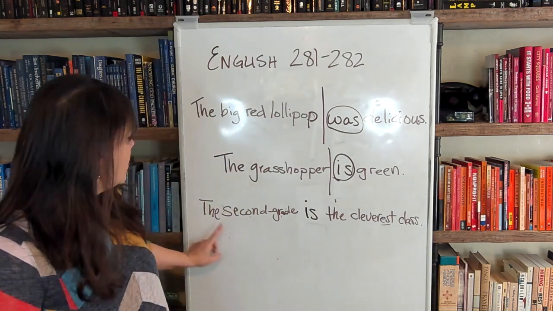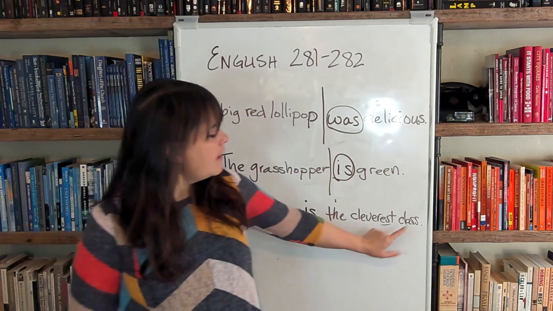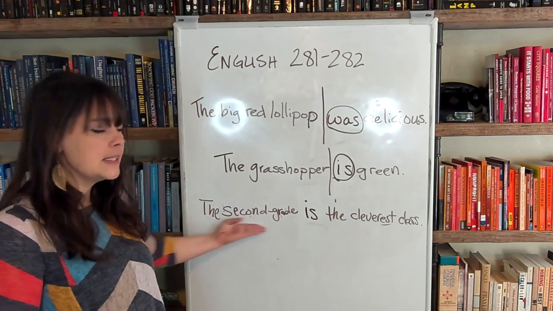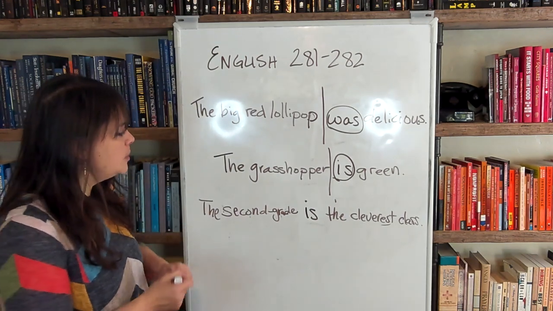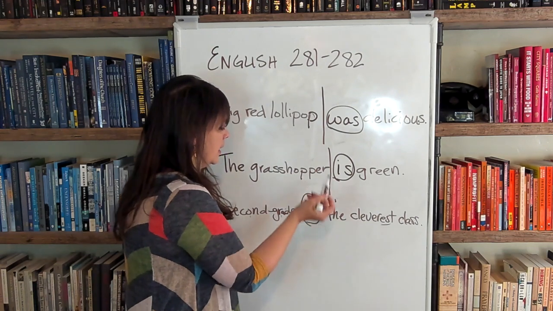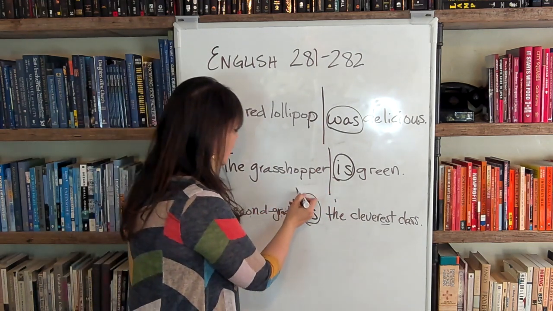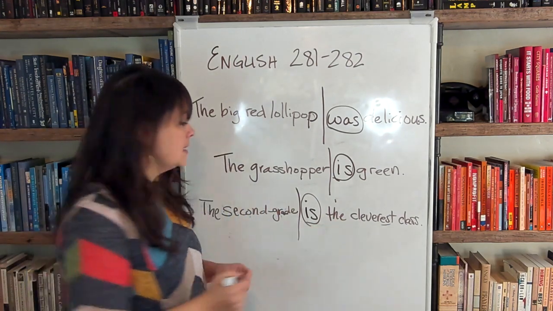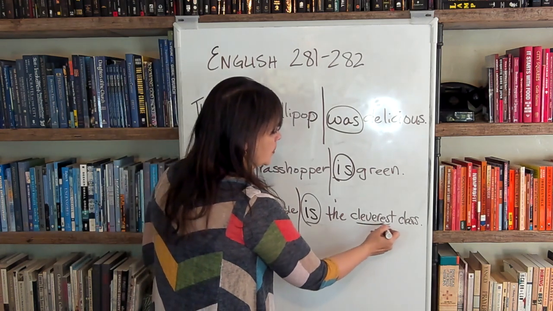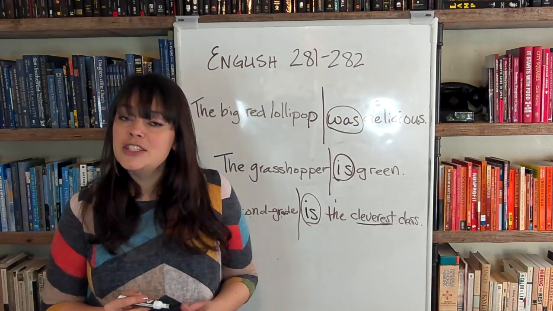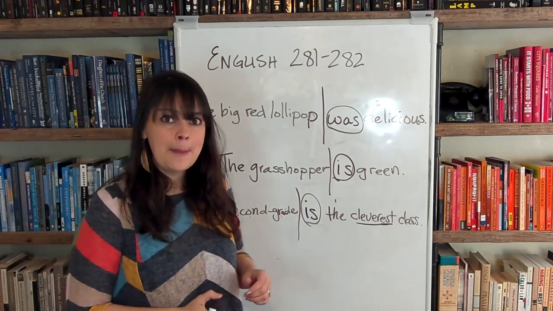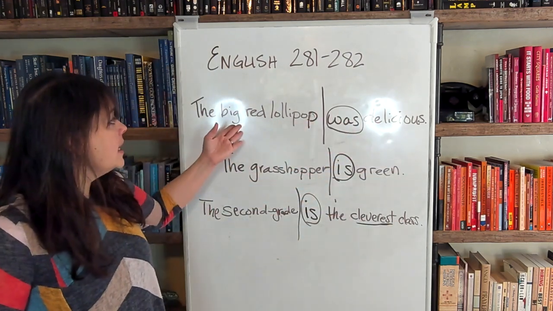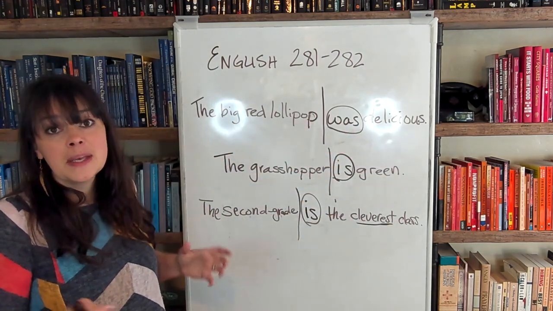Here's my sentence that I came up with. The second grade is the cleverest class. Okay, so who or what is this sentence about? Second grade. Okay, that is the subject. And here is our linking verb. So we can put a line right between the subject and the predicate. Where's the adjective? It's here. Cleverest. I chose an adjective with an EST, an adjective that makes a comparison, right? So you see in my sentence, the adjective showed up in the predicate part. In this sentence right here, the adjectives are in the subject. Adjectives can be in either place.